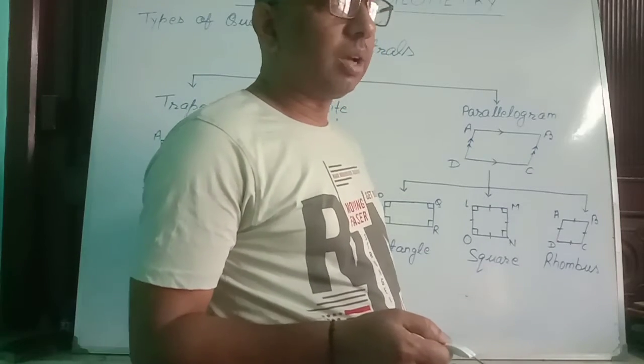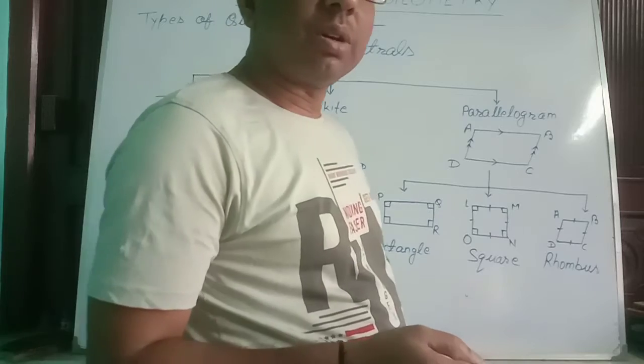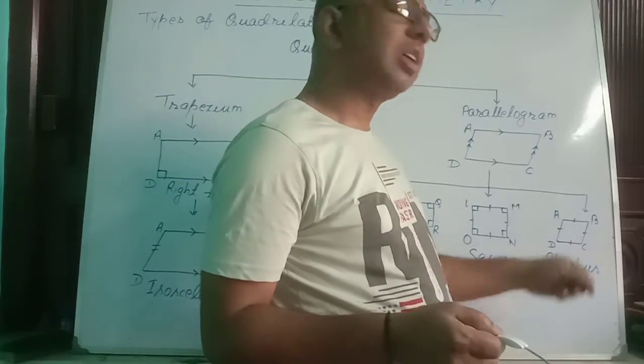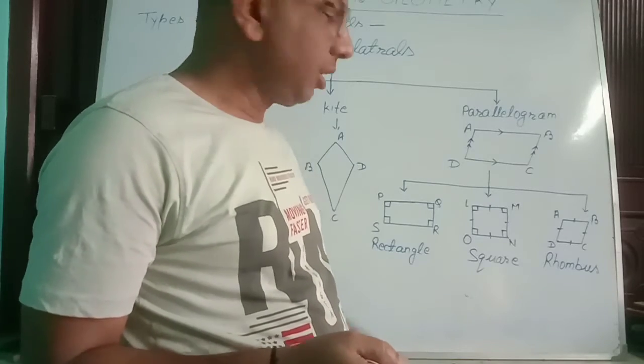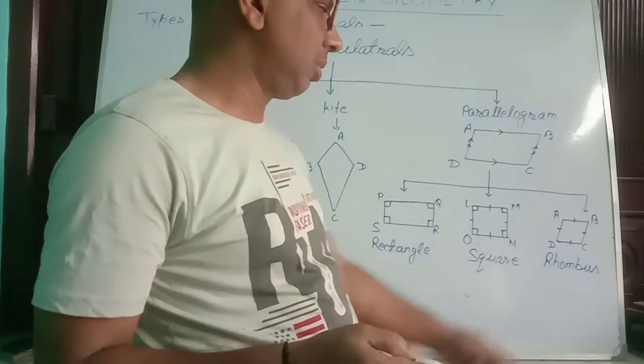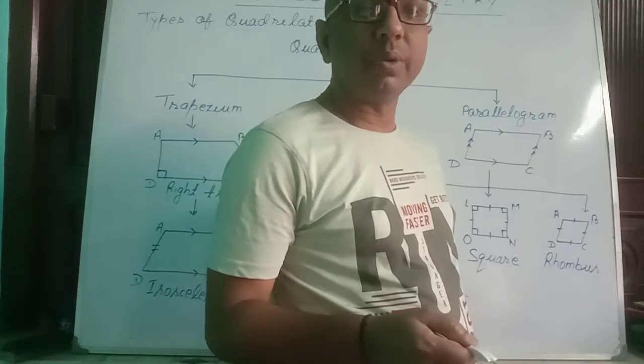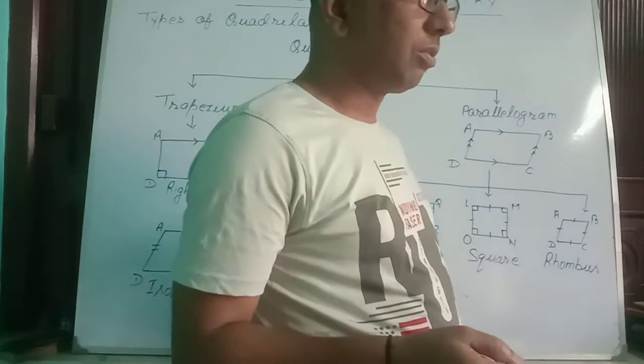We come to the third figure, the rhombus. In a rhombus all sides are equal but the angles are not 90 degrees. This is the difference between the square and the rhombus. In a square you saw each angle is 90 degrees but in a rhombus the angles are not equal to 90 degrees, but the sides are equal.